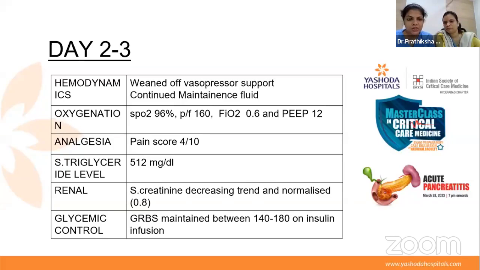Renal wise, she was improving. Creatinine was in the decreasing trend and her urine output was adequate. Glycemic control, we maintained GRBS around 140 to 180 on insulin infusion. In the previous slides we saw that the TLC is around 15,000 odd, it seems.